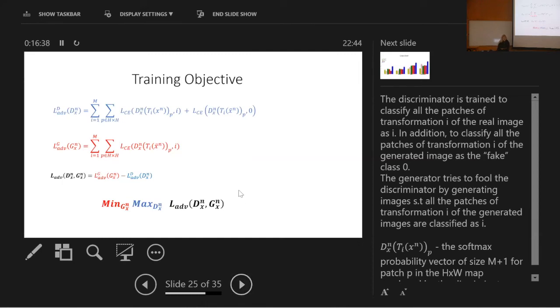So just one word about the training objective. The discriminator is trained to classify all the patches of all the transformations of the real image as i, and all the patches of transformation i of the generated image as fake, the class 0. And the generator is trained to fool the discriminator by classifying all the patches of transformation i of the generated image as i. It's a minimax-like game.